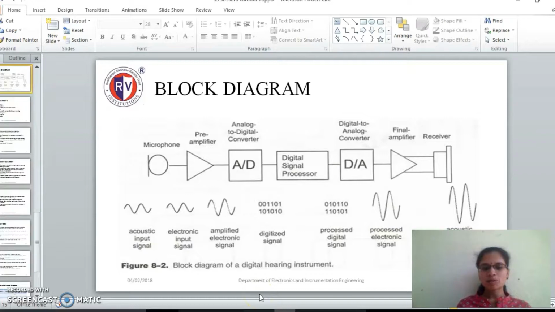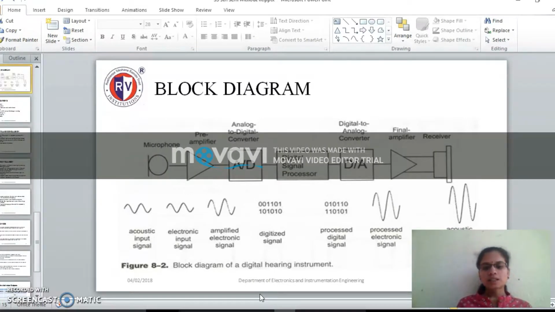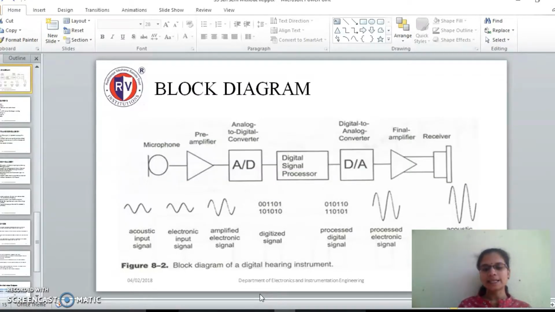Now I am explaining the block diagram of a digital hearing instrument. We can design a hearing instrument as digital or analog, but compared to analog, the digital hearing system is more accurate. That's the reason we design the hearing system using digital.